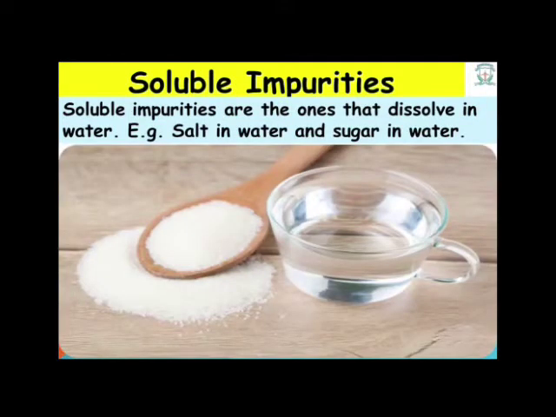Soluble impurities. Soluble impurities are the ones that dissolve in water. Example, salt in water and sugar in water.